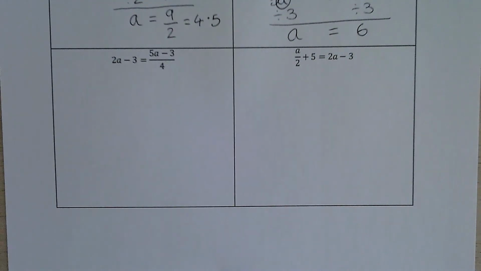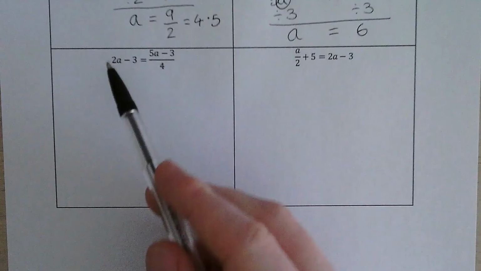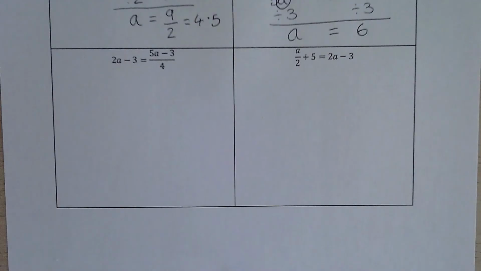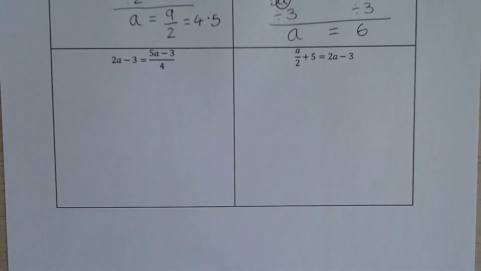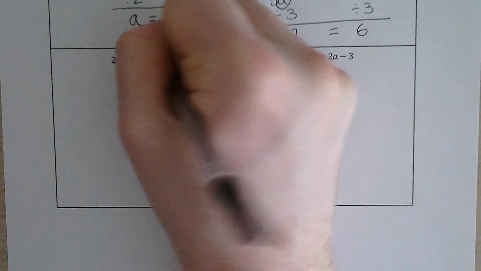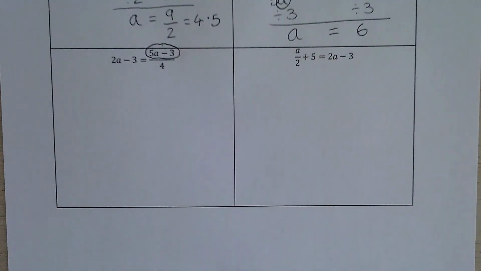Question 5 is 2a minus 3 equals (5a minus 3) all over 4. Much like the last question, we can't start manipulating the terms that contain a straight away because we've got a fraction. Our rule is we can only manipulate equations when there's no brackets in the equation and when there's no fractions in the equation. So what we need to do is isolate the numerator away from the denominator. This means we need to undo the divide by 4.